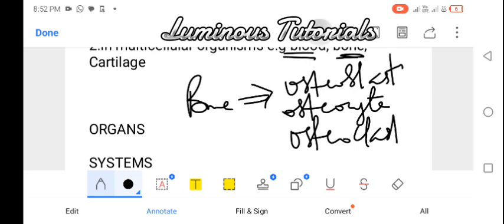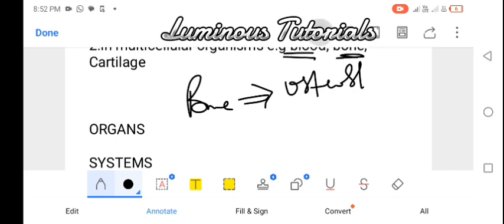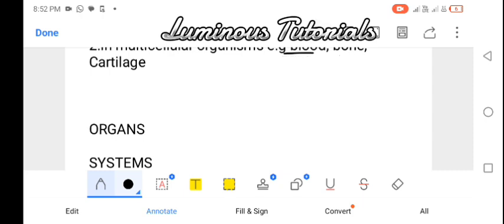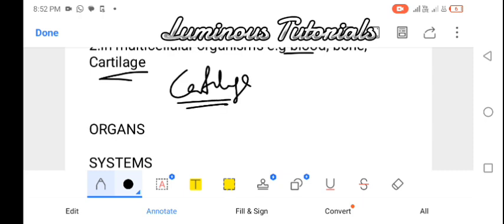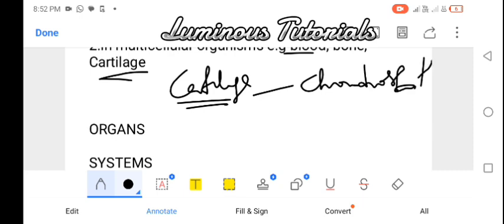Am I communicating? Discover that this was made up of what? Of different cells that perform the same function. How about the last thing, cartilage? Cartilage is what? It's a tissue composed of different cells, composed of what they call the chondroblast. That's the chondroblast. It has the chondrocyte as well. Am I communicating?